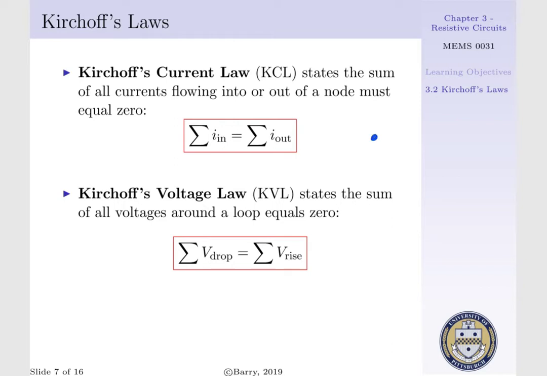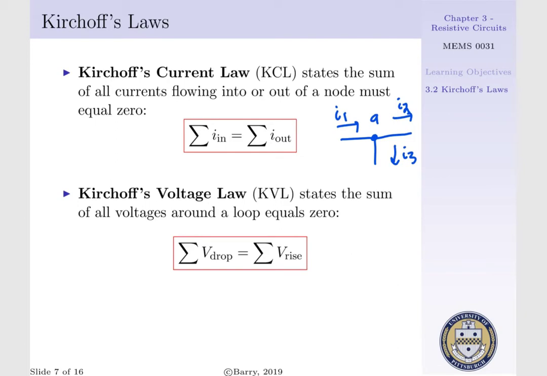For instance, consider we have node A. Into node A, we have I1. Out of node A, we have I2 and I3. The sum of our currents into our node is equal to I1, and the sum of the currents out of our node is equal to I2 plus I3. Therefore, mathematically, we can state I1 is equal to I2 plus I3.